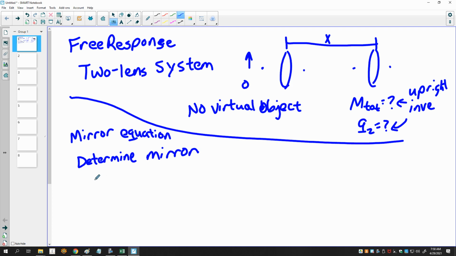From that information, you should be able to tell if it's a convex or concave. If it's convex, it's going to have a negative focal length. If it's a concave, it's going to have a positive focal length. I'll probably give you the center of curvature, but I won't give you the sign of the focal length, and you'll need to be able to determine that.